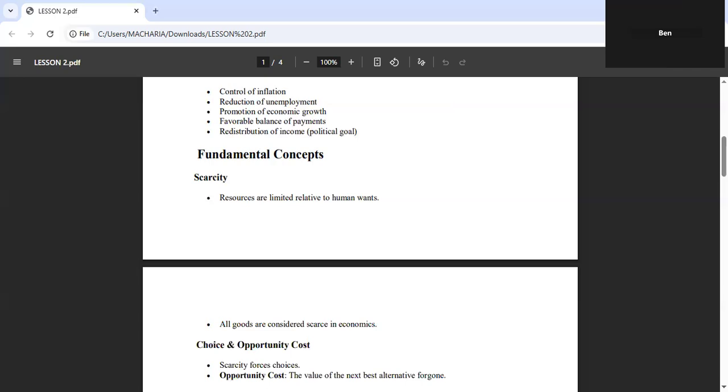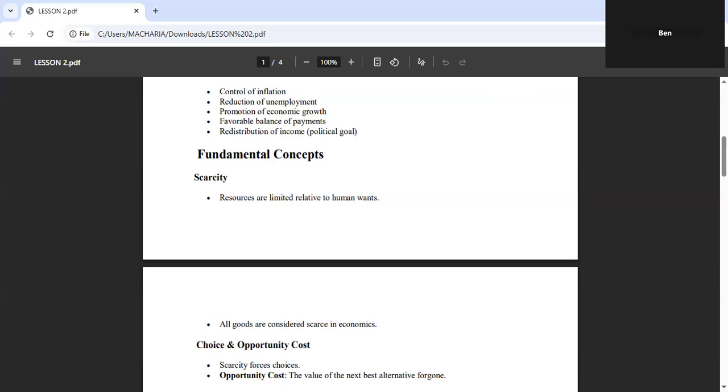Let's now focus and ask ourselves, what are some of the fundamental concepts in economics? One of the things that is very popular when you come to economics is scarcity. An economic item should be scarce. Economic item means it has value. Otherwise, if it is not scarce, it means it will not be economical.